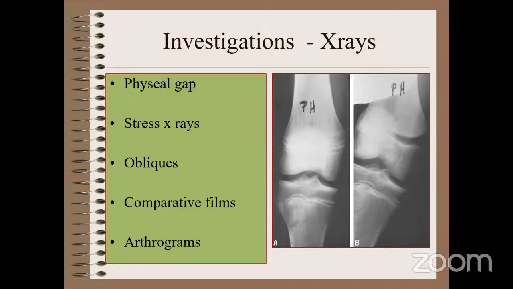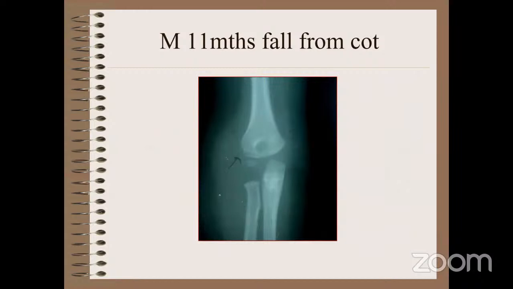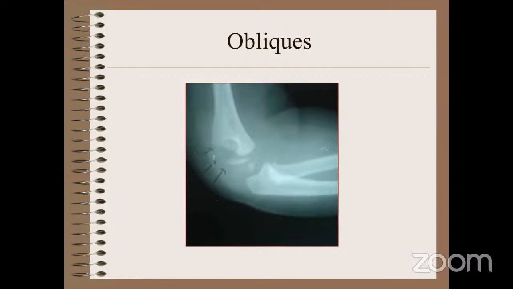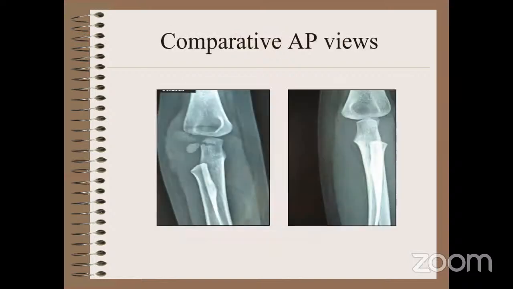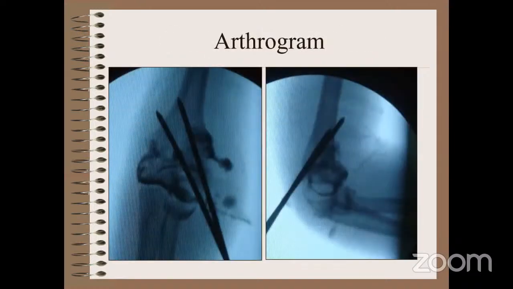Stress X-rays are painful and I won't recommend that you do them in the casualty. They're just one of the things that can be done. And you can do arthrograms, especially around the elbow. So this is an 11-month-old child, fall from cot. Again, you can see just a small metaphyseal crack there. You don't know. There's a large soft tissue swelling. Oblique X-ray gives you a better idea of the extent of injury, lateral condyle. Comparative X-ray shows you that there is displacement and arthrogram shows you the extent of the intra-articular component. Okay, so these are additional imaging modalities that you must know.